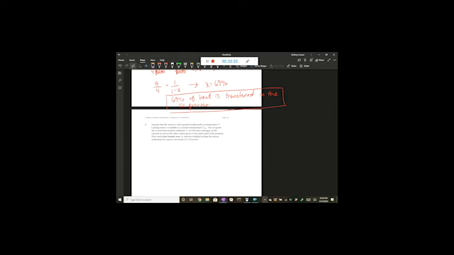Continue to scroll down. So, assuming that the reactor is still operated isothermally at temperature T, cooling water is available at a constant temperature T cool. You are given the overall heat transfer coefficient U, as well as other values, and we need to find A.